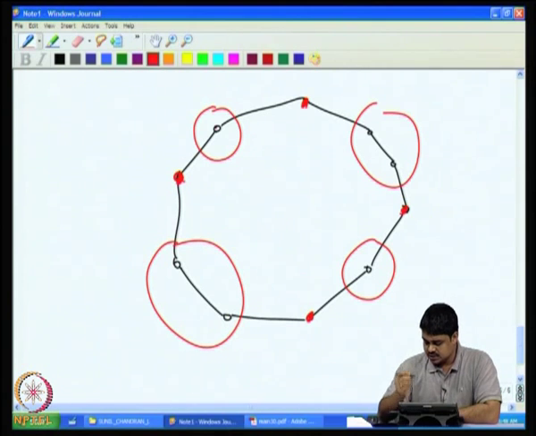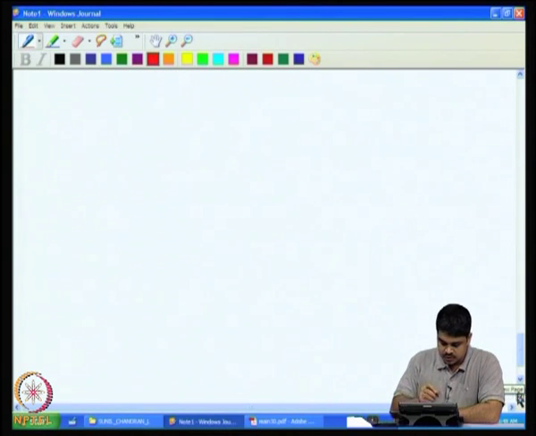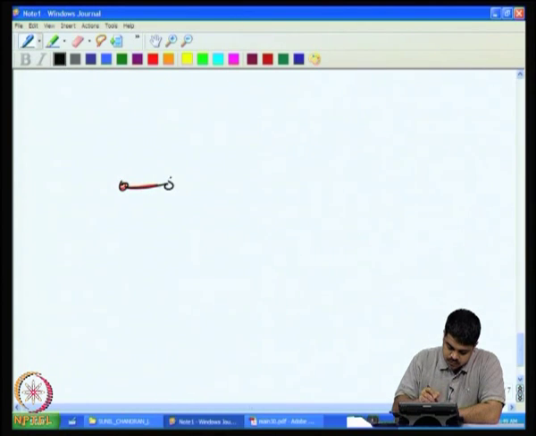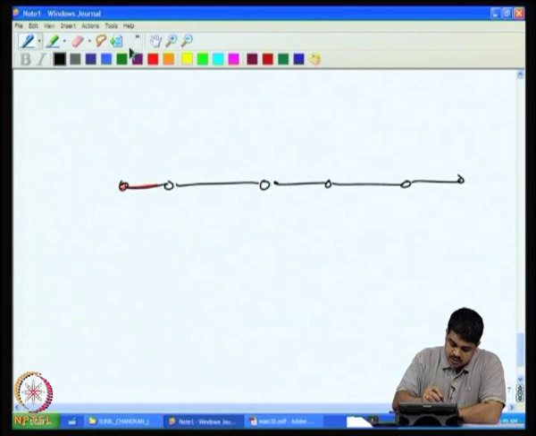In some cases this may not be true. For instance, you take a path. In a path, let us try to remove some vertices.